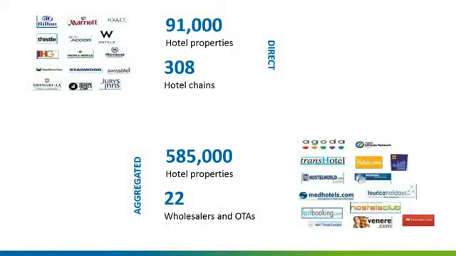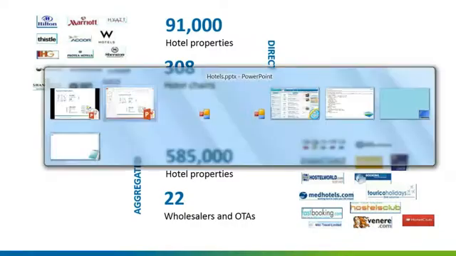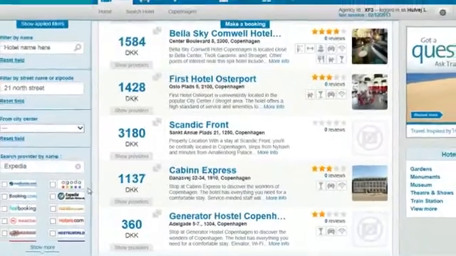But we also have a product called Travelport Rooms and More, which is a hotel aggregator engine. And that brings in additional properties, up to 580,000 hotel properties available via the website, and they come in from up to 22 wholesalers and OTAs. Let's have a look at what the website looks like. It actually looks like this.